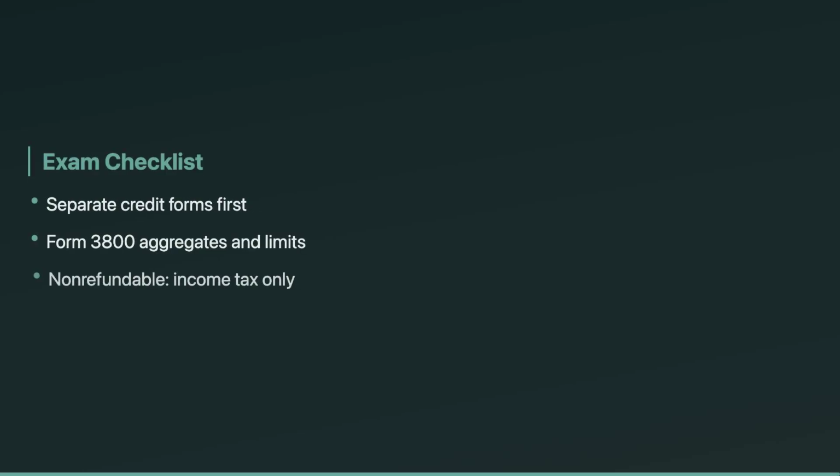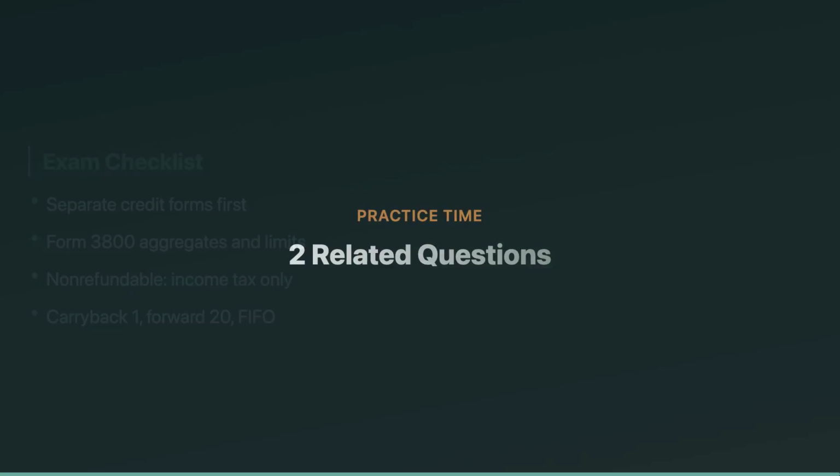Put it together like this. Compute each credit on its own form, aggregate on Form 3800, apply the non-refundable limitation, then carry the unused amount back 1 year or forward up to 20. And remember the no payroll tax offset rule for the GBC. If you keep those 4 ideas straight, you'll pick up easy points on business credit questions.